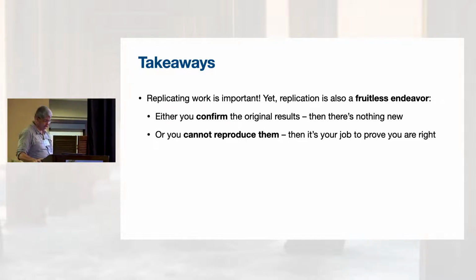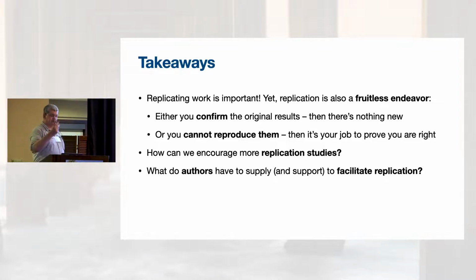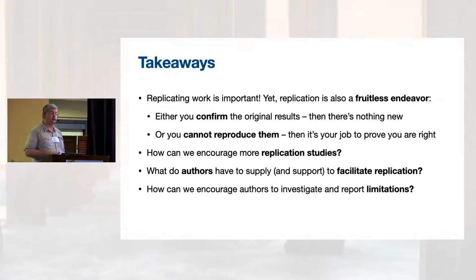Or you find out that something doesn't work, or, no, that's not what you find out. You simply find out that your code cannot reproduce the results of others, and then it's actually your job to prove that you're right, and this is a tough job, and you don't know what's coming out of that. And one big question here is, how can we encourage more of these replication studies? Also, what do authors have to supply and support to facilitate replication? And how can we encourage authors to investigate and report the limitations of their work without having to fear that some reviewer is going to jump directly on that section and copy that into the negative review?